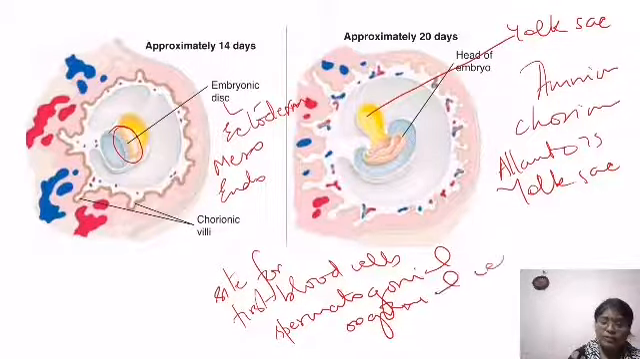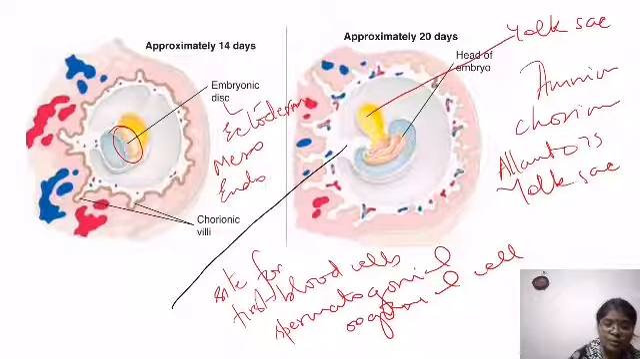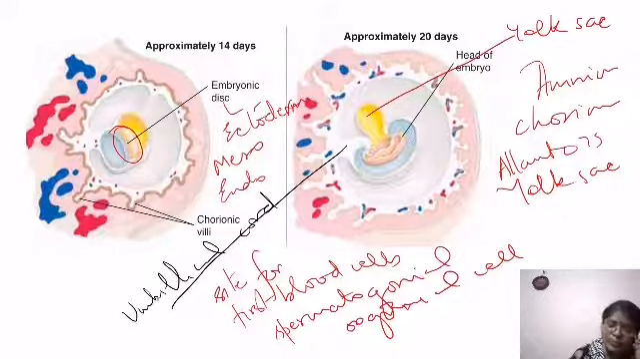So they are the site for that also, and later on they become part of your umbilical cord. Let me show you here, this is where your umbilical cord is being formed, although it will grow more. You can see this is an umbilical cord, and the yolk sac will become a part of it.